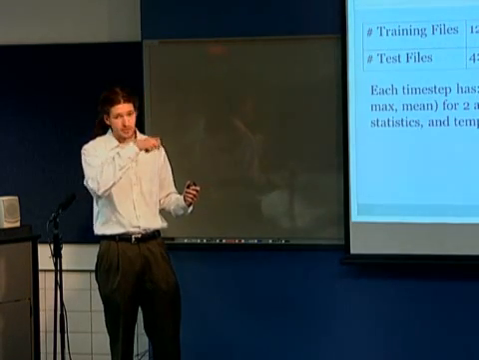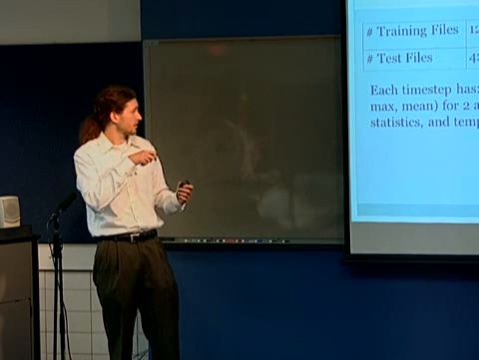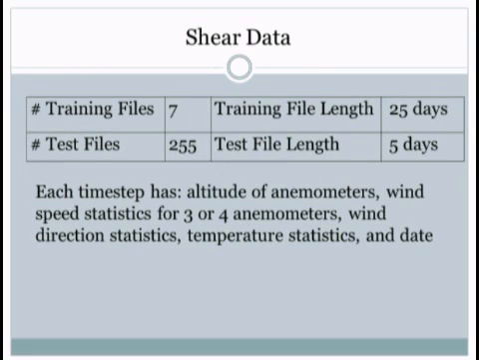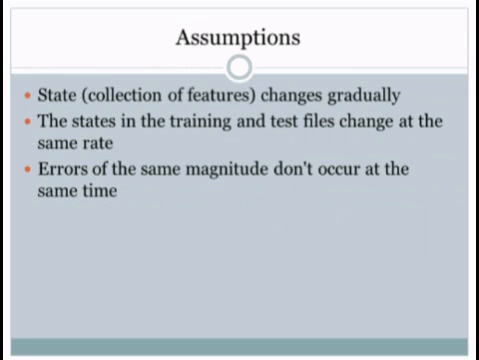So this is just to give you an idea of how much pair data they give you. Basically, they give you wind speed statistics, wind direction statistics, and temperature statistics. The only difference between shear and pair is obviously that the number of files is slightly different, but also they give you the date for the shear files. But that's actually something I didn't use.